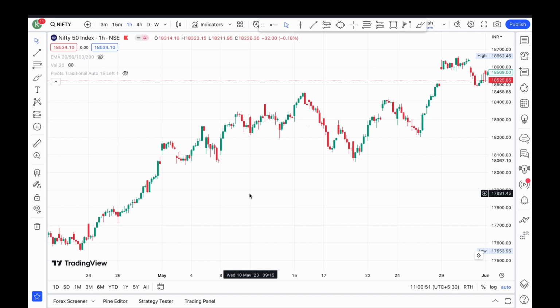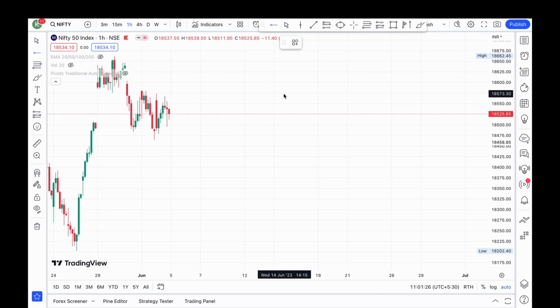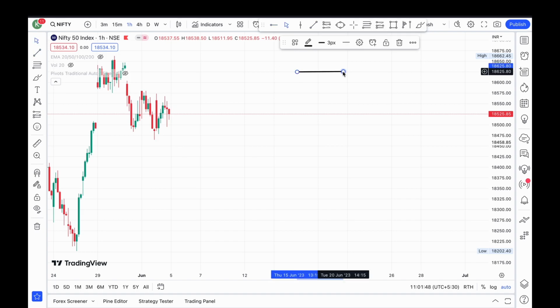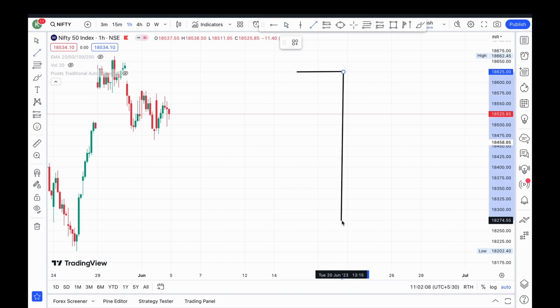You can use any chart which you prefer, and this is the 1 hour time frame. The time frame can also be chosen by you, whichever you are comfortable with. So for this example, I am going to use the 1 hour time frame. Suppose the market opens at 18,600. This is the price where it opens, 18,600. After that, a lot of sellers execute their sell positions and the price drops. Let's say the price drops to 18,300.